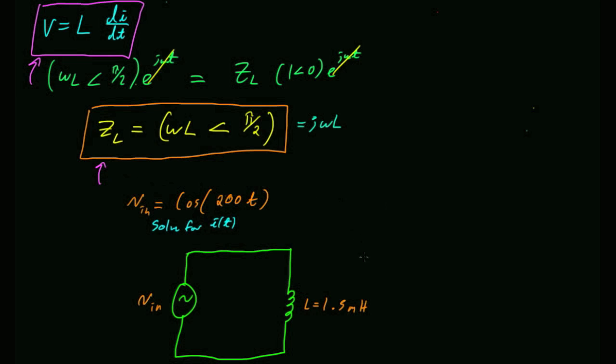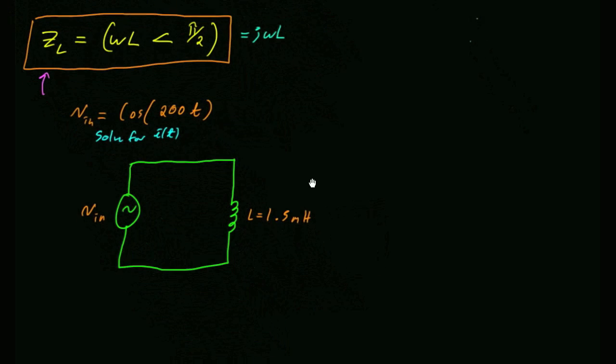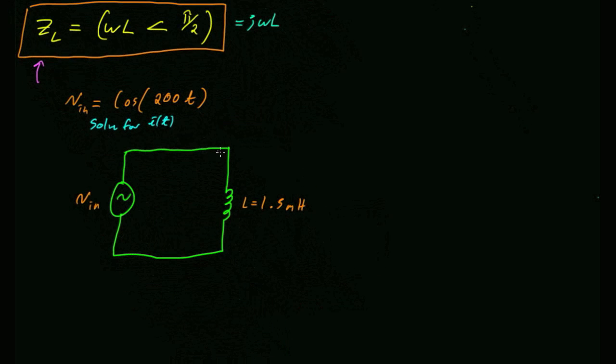So watch how we're going to do this. I want you to solve for current. So you're going to start with the equation V equals IZ. What are we trying to solve for? I. So let's solve for I. I equals V over Z.